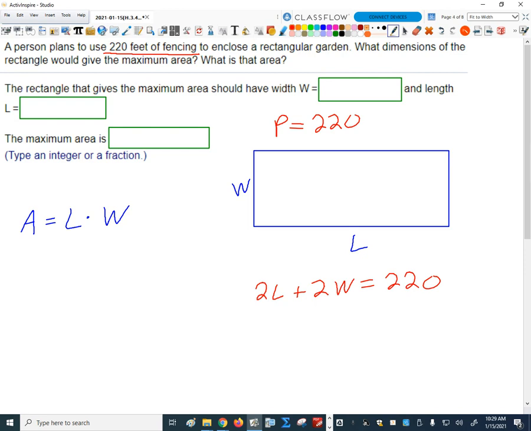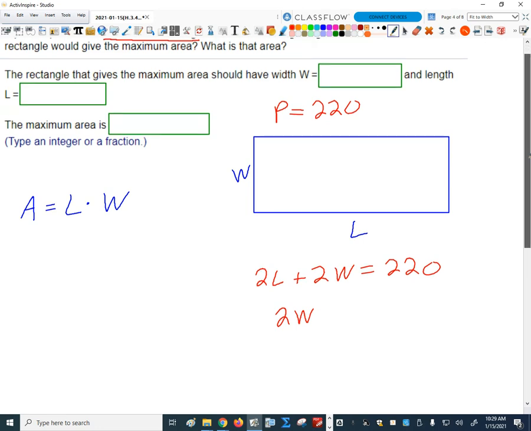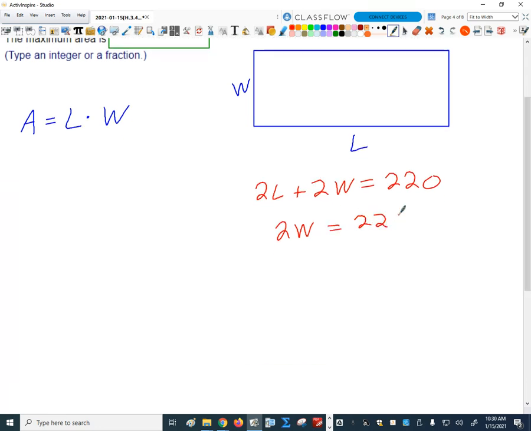Well, look what we can do here then. When I say we want to find another equation that relates L and W, that just means we've got an equation that only has L's and W's in it, right? Now I'm able to do something like, let's go ahead and solve for W here, right? If I subtract the 2L, I'm going to get 2W equals 220 minus 2L. I could divide both sides by 2, and I get W equals 110 minus L, okay?